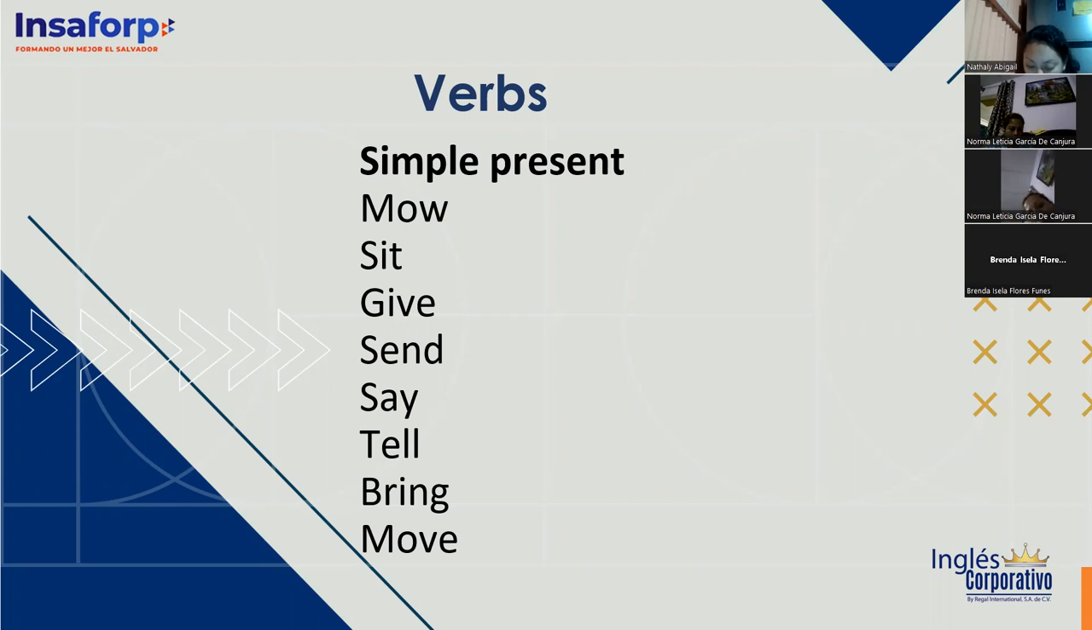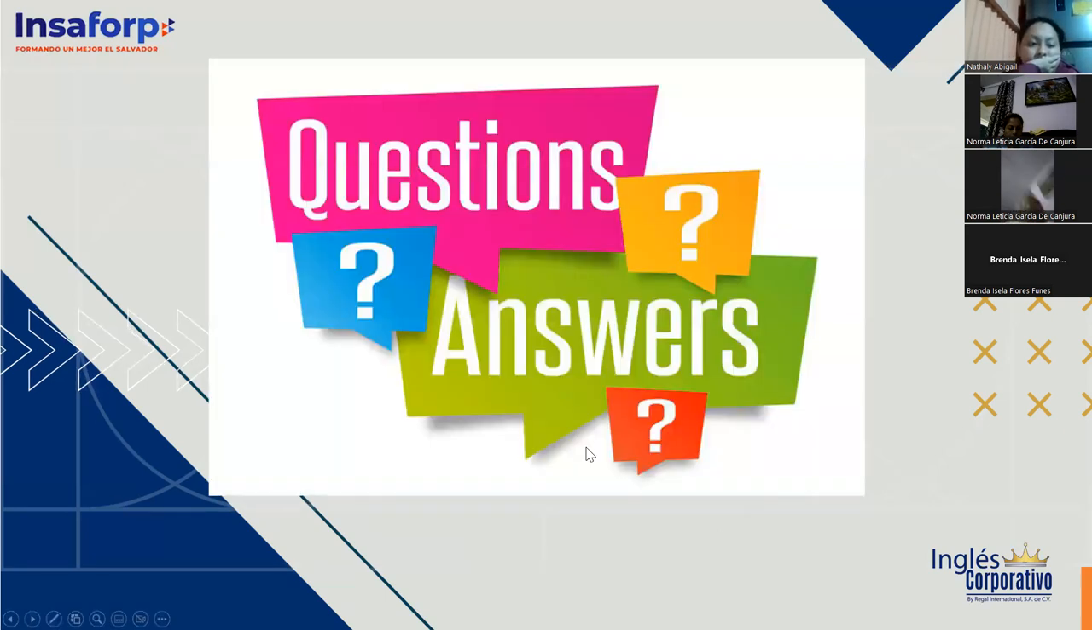This is simple present, ok? Luego se van a aprender el past. Van a aprender a conjugar los verbos presente, pasado, futuro. Hay muchos tiempos más que poco a poco van a ir aprendiendo. Okay. Good. Questions. ¿Tienen preguntas?